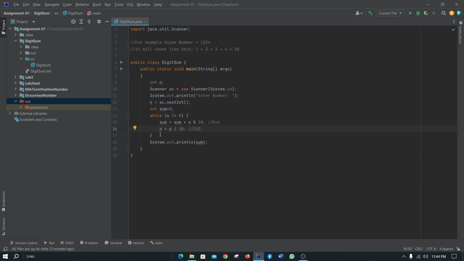So again, n equals 123, n will go there. So again sum will be 4 plus the remainder of 123, which is 3. So the division of n is 12. So if you again pass n there, the remainder will be 7 plus 3, and the division will be 1. So the 1 will no more work here. So the answer equals 10.